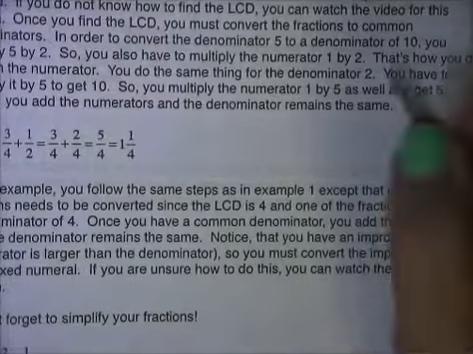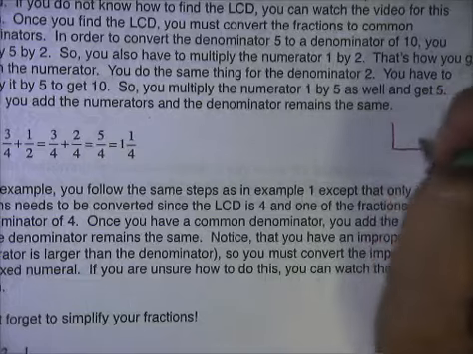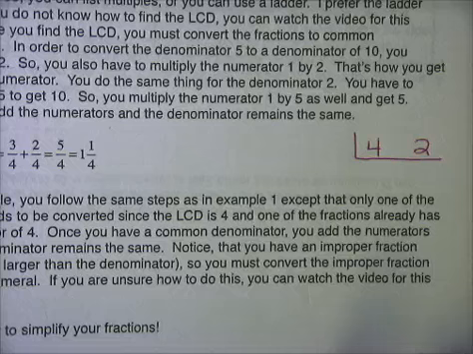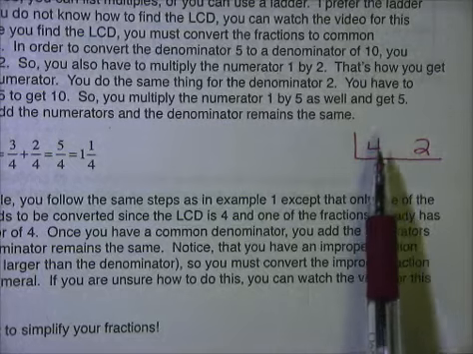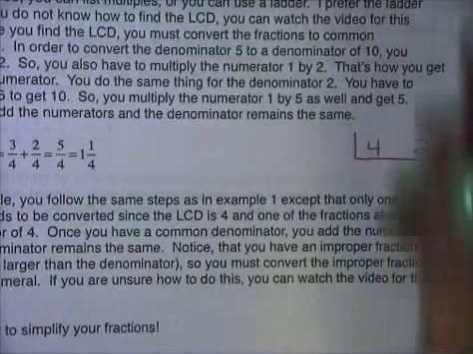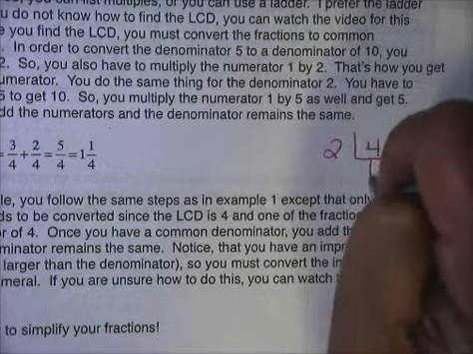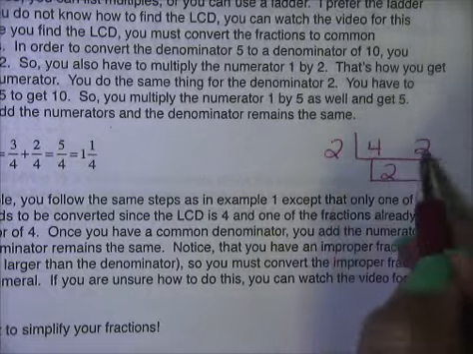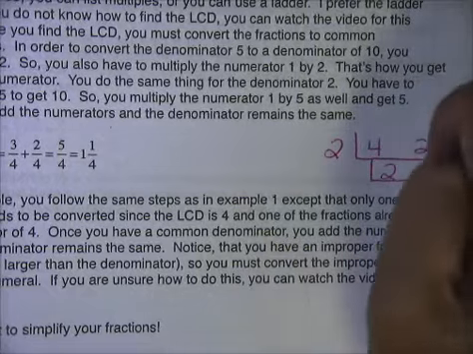Alright, so let's look down at example number 2. We have 3/4 plus 1/2. So let's first go over and put our denominators 4 and 2 in our ladder. Now remember, we've got our prime numbers at the top of your paper: 2, 3, 5, 7, 11, and 13. So let's ask ourselves, are 4 and 2 divisible by 2? Well, yes they are, so we're going to take 2 out here, and 4 divided by 2 is 2, and 2 divided by 2 is 1.